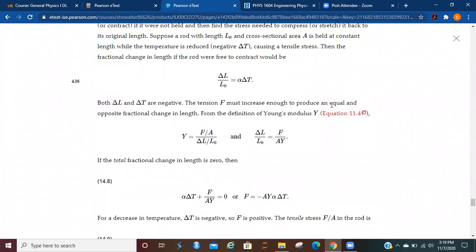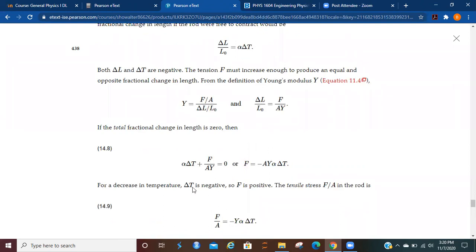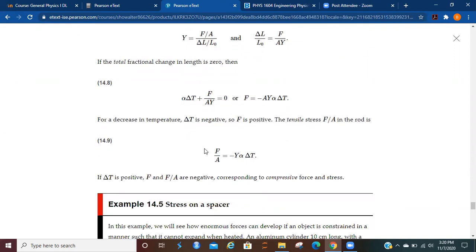So the tension F must increase enough to produce an equal and opposite fractional change in the length. From the definition of Young's modulus, we turn that around and this is what we have. If the total fractional change is 0, then this plus this is going to be 0, or the force is going to be equal to this. For a decrease in temperature, that is negative, so the force is positive, and the tensile stress of the rod becomes this. And obviously, if this is positive, then that is negative, corresponding to compressive force and stress.